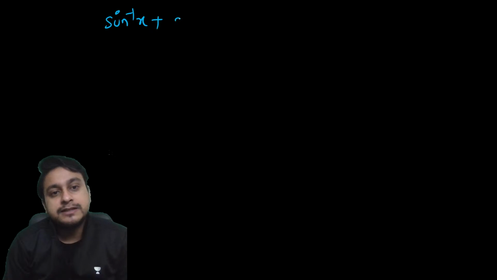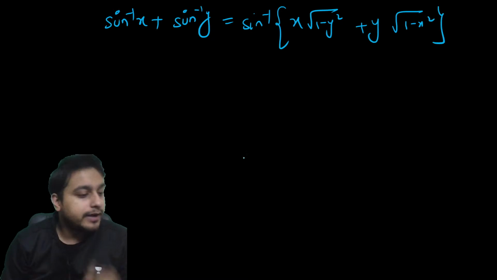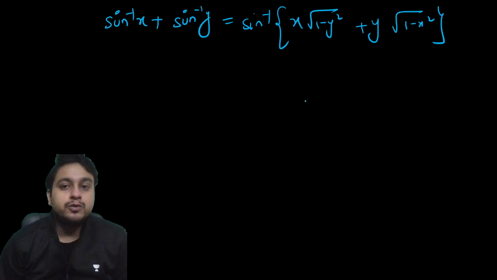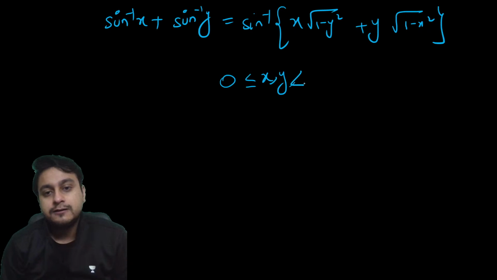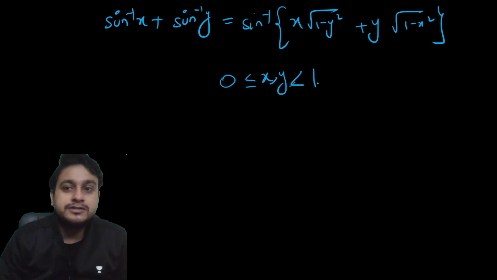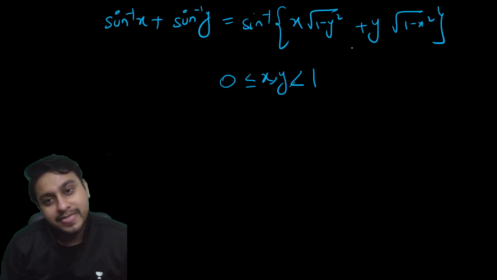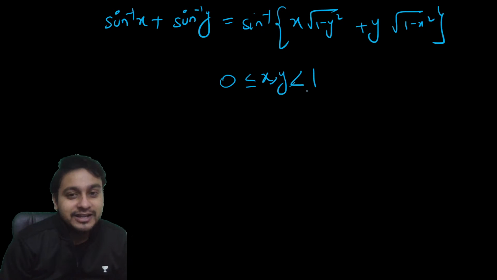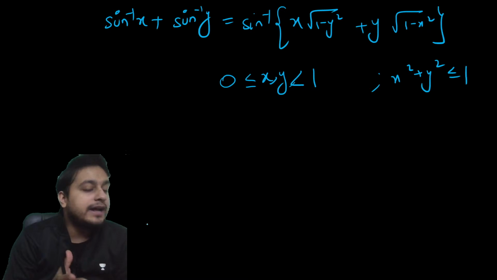So guys, we have to prove that sine inverse x plus sine inverse y is sine inverse of x under root 1 minus y square plus y under root 1 minus x square. Okay, this thing we have to prove. We have two conditions for that. What is that? First, xy should be greater than 0 and less than 1. Obviously it cannot be 1, because if it is 1 then both will be 1, the left hand side will be pi and the right hand side will be sine of pi, which is 0, so that's not equal. Moreover guys, x square plus y square should be less than or equal to 1. So let's see why these conditions are there.